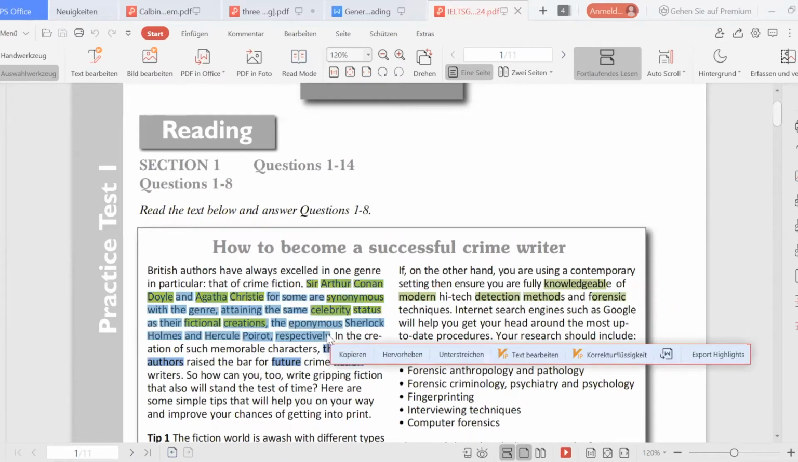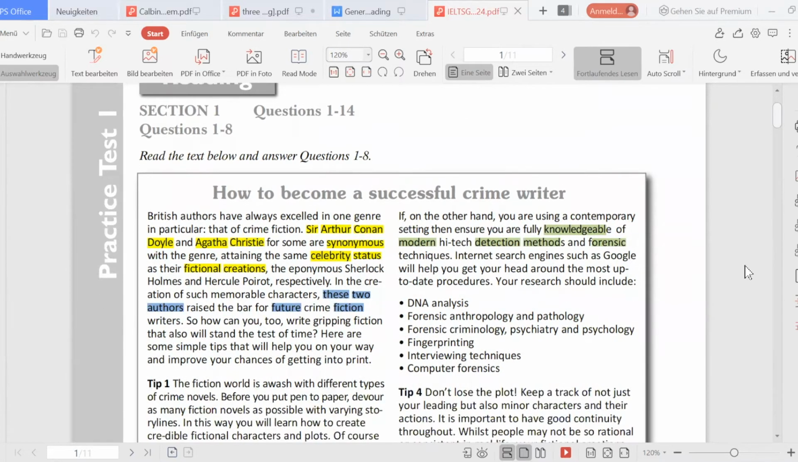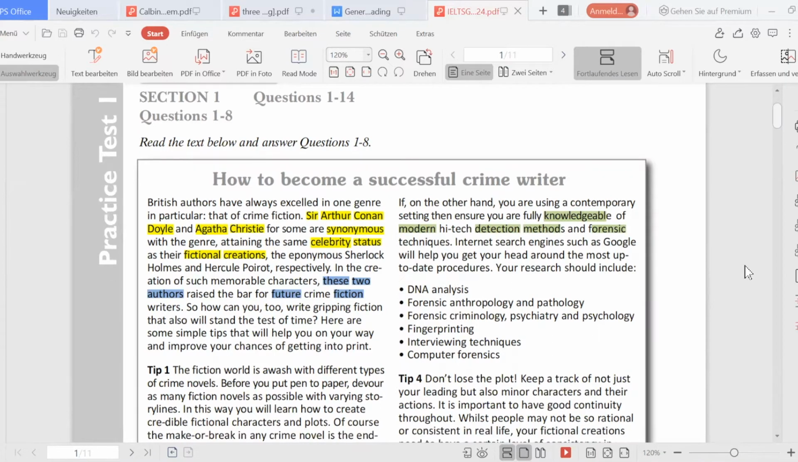If we do not find anything related to the question, then we'll look at the sentence before and the sentence after, but you always want to start with the sentence that contains your keywords. So let's read it. Sir Arthur Conan Doyle and Agatha Christie for some are synonymous with the genre, attaining the same celebrity status as their fictional creations. Do you see that?